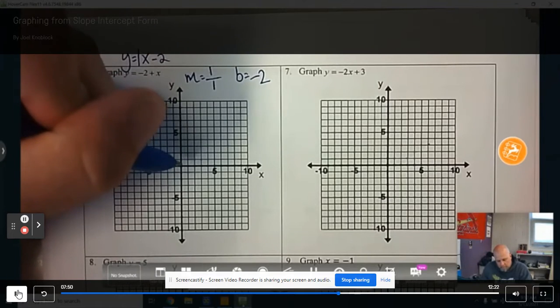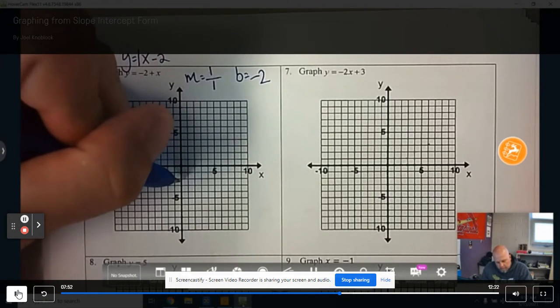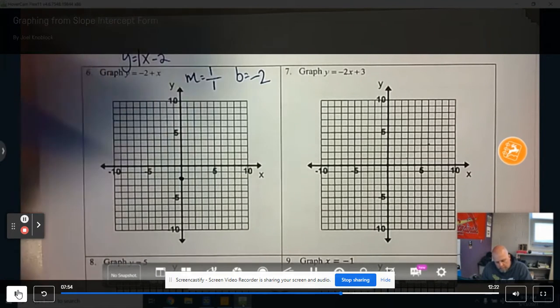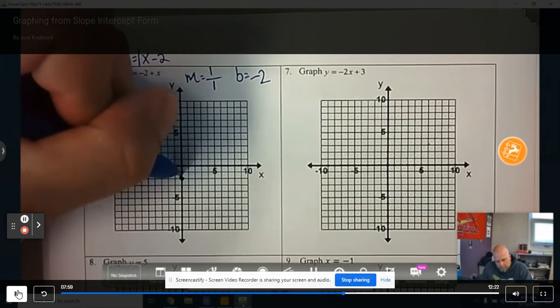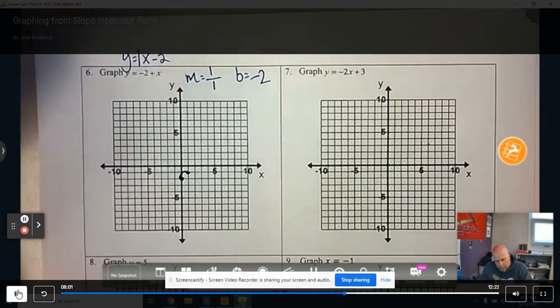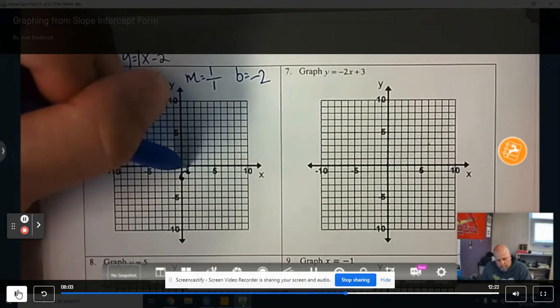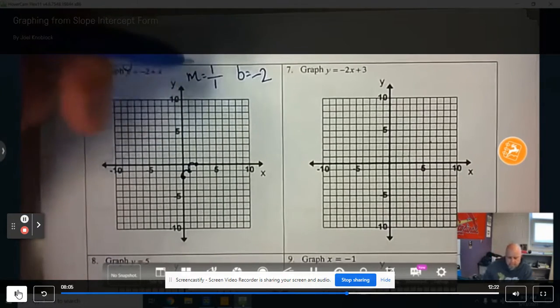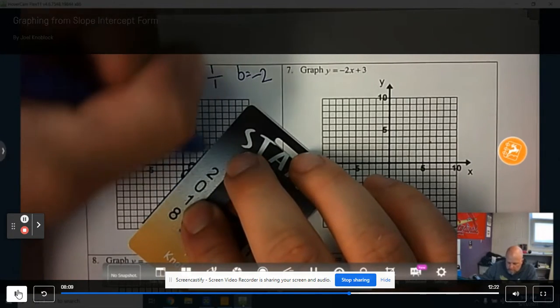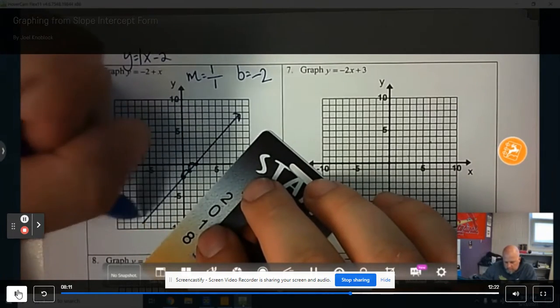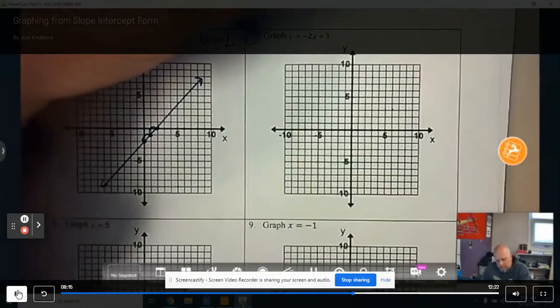Okay, to graph, we start with our b, our y-intercept. We go down on the y-axis, put a point at negative 2. My slope's positive, so I'm going to go up 1, over 1, put a point. Then I'm going to repeat. Up 1, over 1. Okay, use your straight edge and connect. There's that one. All right, you guys do number 7.